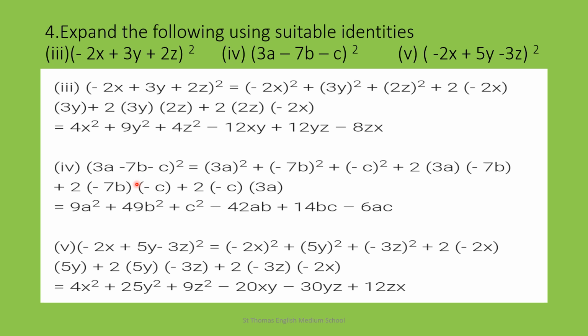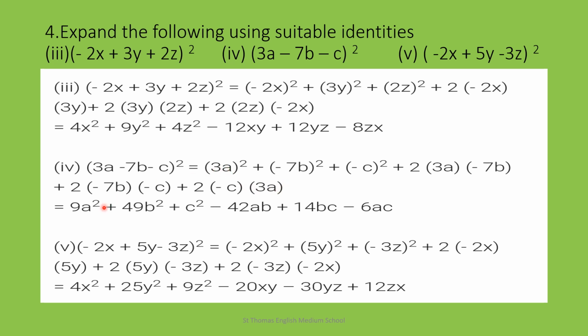Moving to question number 4, that is 3a minus 7b minus c whole square. Now same identity you can use here. So expand it. Instead of a you are having 3a, instead of b you are having minus 7b, and instead of c you are having minus c. That is a square, so 3a whole square plus minus 7b whole square plus minus c whole square plus 2 multiplied by 3a multiplied by minus 7b plus 2 multiplied by minus 7b multiplied by minus c plus 2 multiplied by minus c multiplied by 3a.